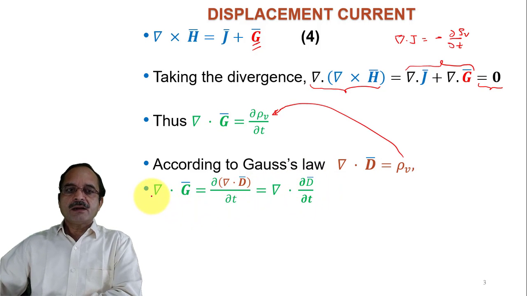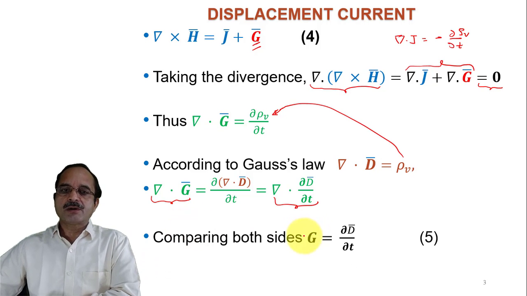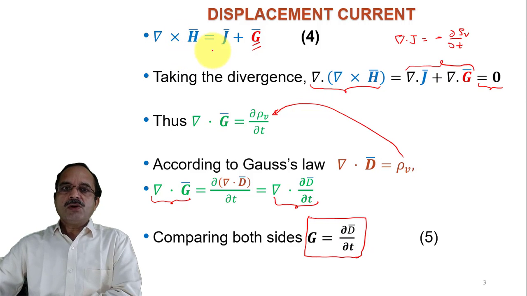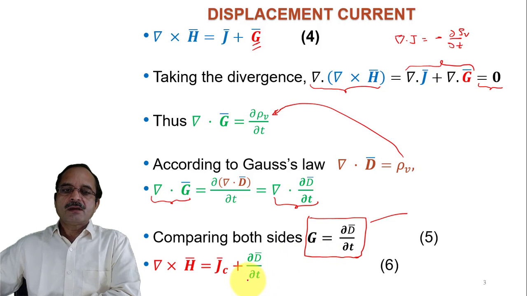Now equating the LHS and the RHS from this equation, we get the expression for G, what we were looking for. So from this we can say G is nothing but the rate of change of electric flux density D. Now we know the right hand side of equation 4 is a current density. This means this term must be some form of current density.